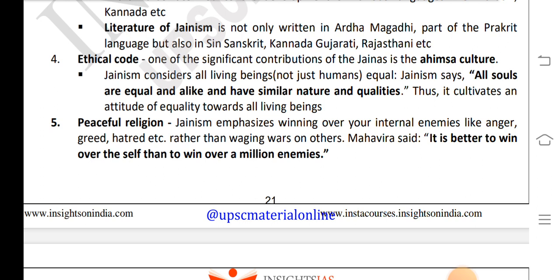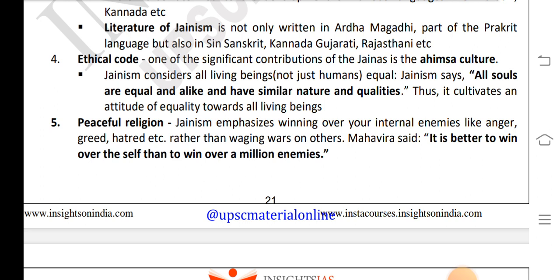Ethical code. One of the significant contributions of the Jainas is the ahimsa culture, and Jainism considered all living beings, not just humans, equal. Jainism says all the souls are equal and alike and have similar nature and equal qualities. Thus, it cultivated an attitude of equality towards all living beings.